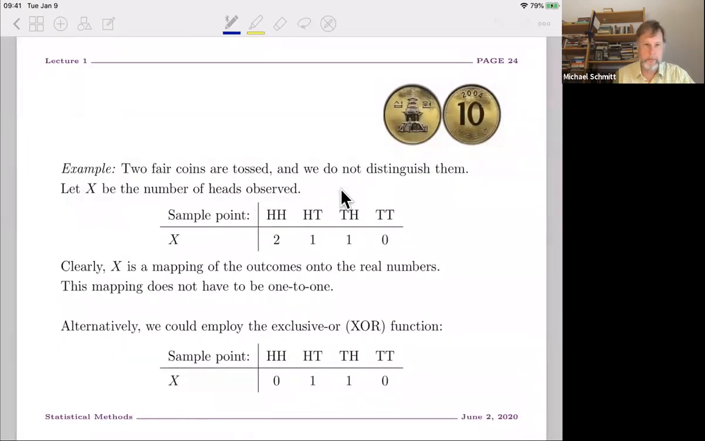So here's a simple example. I toss 2 coins, fair coins, meaning that they're not trick coins. We don't pay attention to which is which. We count up the number of heads. And so you would get this table here of random outcomes. X is either 2 or 1 or 0. Okay, or maybe we want to say X is an exclusive OR function, and then it's 0 or 1, depending on the outcome.